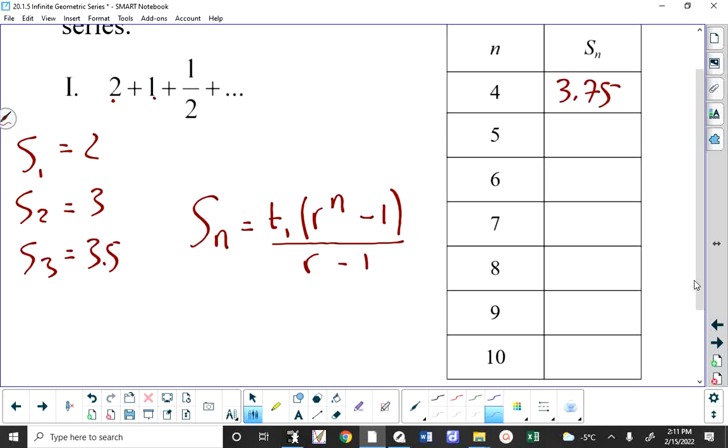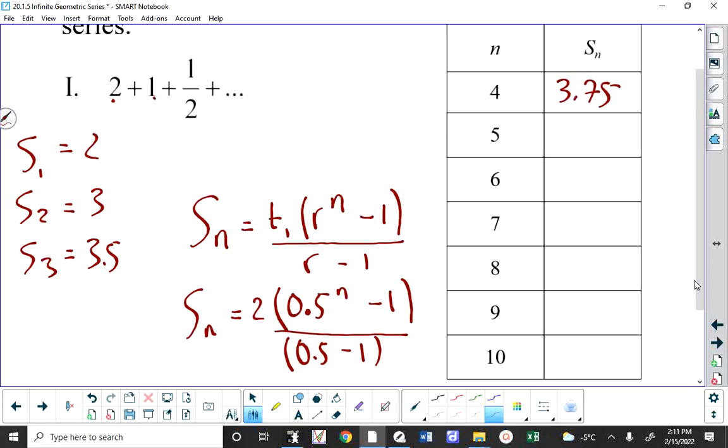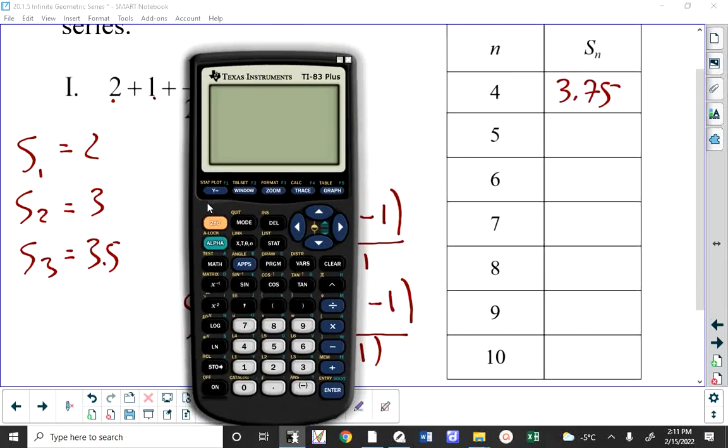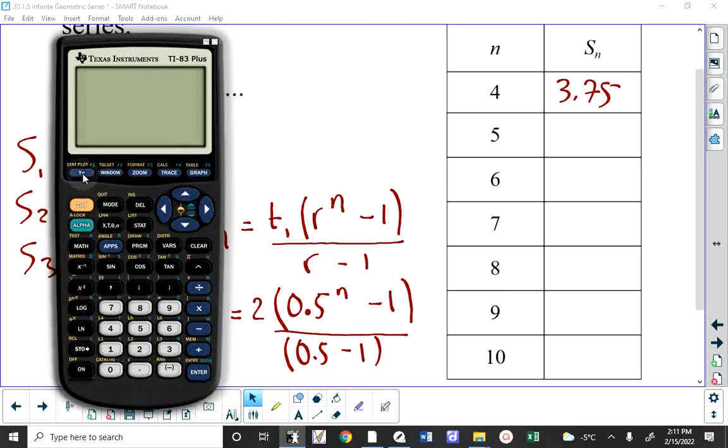So if we customize this formula to include the first term of 2, the common ratio of 0.5, then we could load this into the table feature of our calculator and just get the calculator to complete this. You catch my drift here? Why do the same calculation over and over again with different values of n when we can put this into our calculator and have it do multiple calculations in a split second, or as quickly as we can enter the numbers?